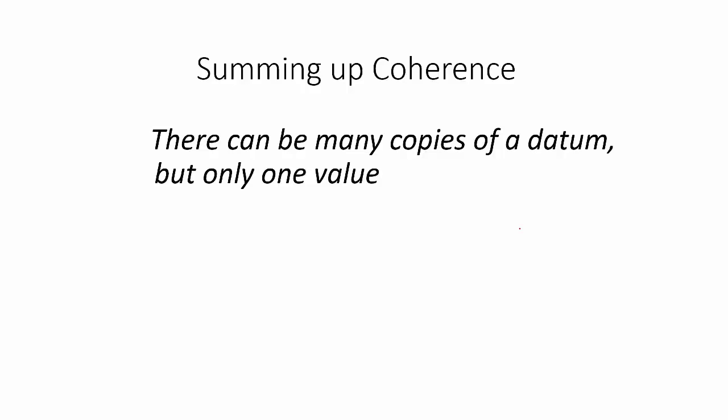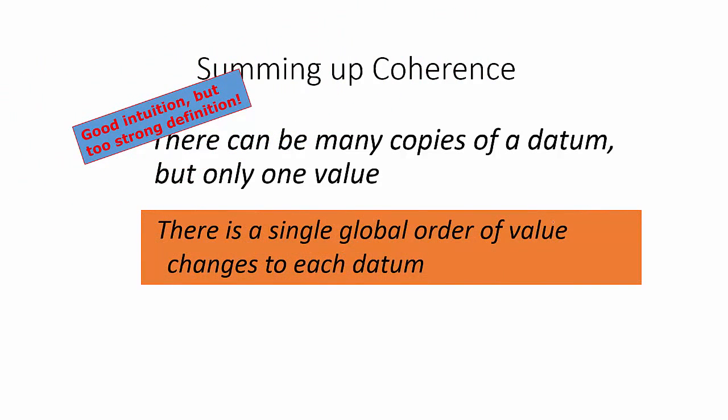So to sum up coherence, this basically shows what coherence is all about. Summing it up, there can be many copies of a data, but only one value. In practice, this is good intuition, but it's too strong a definition. You can also see it as there is a single global order of value changes to each datum.